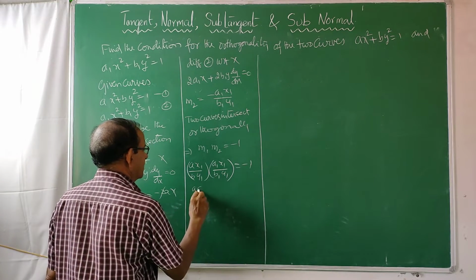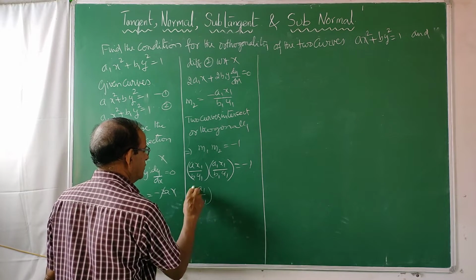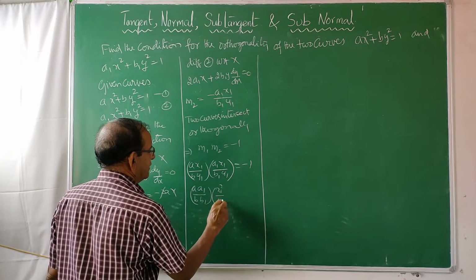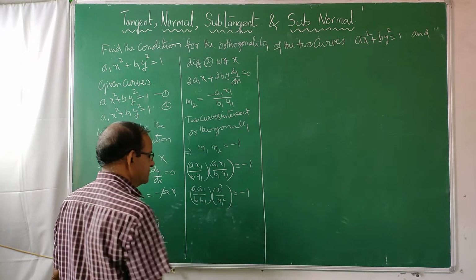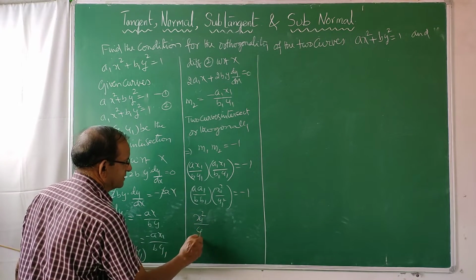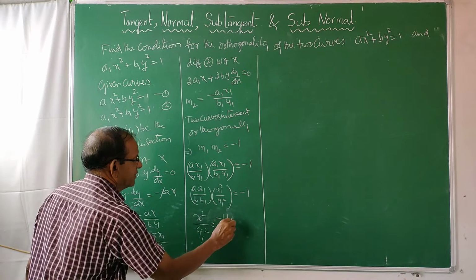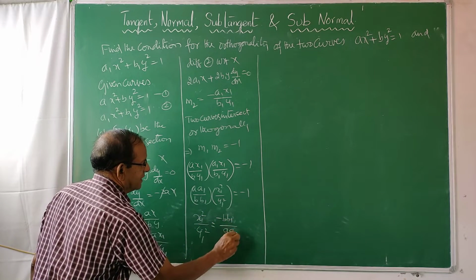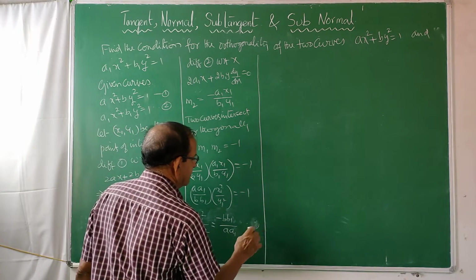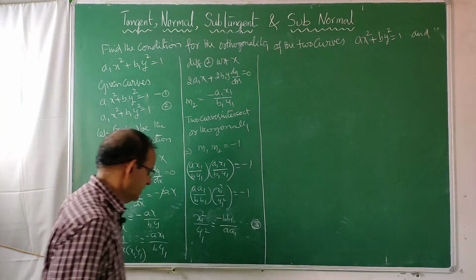aa1 by bb1 into x1 square by y1 square is equal to minus 1. So what is the value of x1 square by y1 square from this? This goes to the numerator, minus b into b1 by a into a1. Take it as result 3, since 1 and 2 are already used.